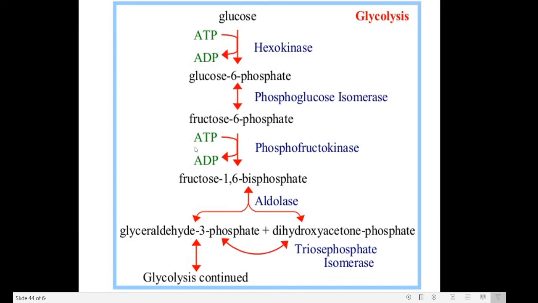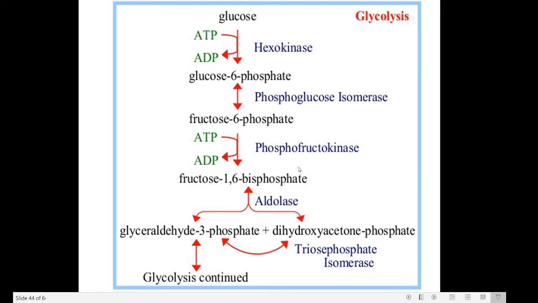The enzyme names are very important. Glucose to glucose 6 phosphate conversion: hexokinase. Hexo, it's a 6, right. So after glucose 6 phosphate, then phosphoglucose isomerase. Isomerase means similar formation, so glucose 6 phosphate forms fructose 6 phosphate. The isomer of glucose is fructose, so it's called phosphoglucose isomerase.